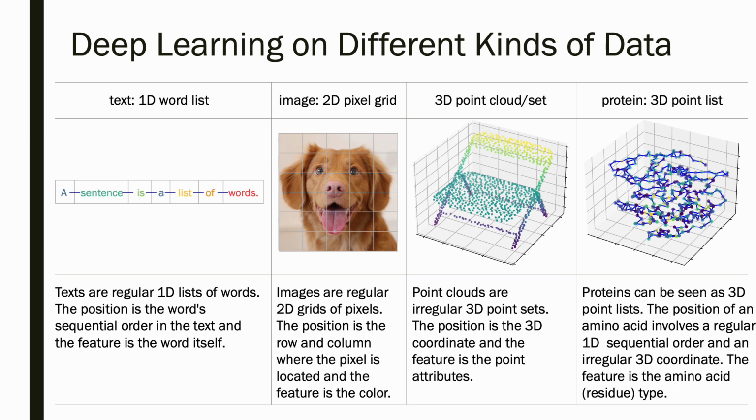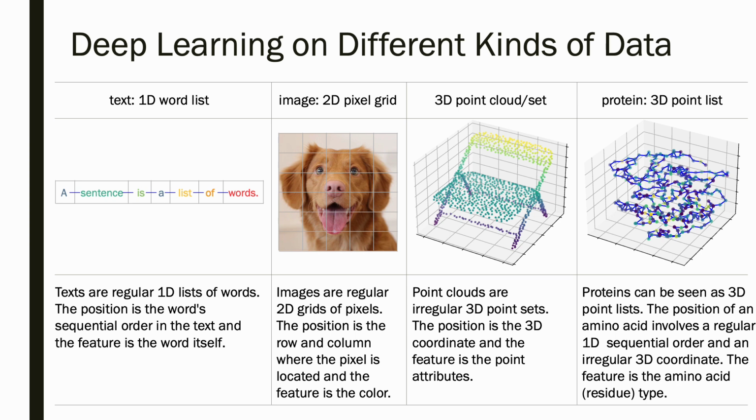Texts are regular 1D lists of words. The position is the word's sequential order in the text, and the feature is the word itself. Images are regular 2D grids of pixels. The position is the row and column where the pixel is located, and the feature is the color. Point clouds are irregular 3D point sets. The position is the 3D coordinate, and the feature is the point attributes.